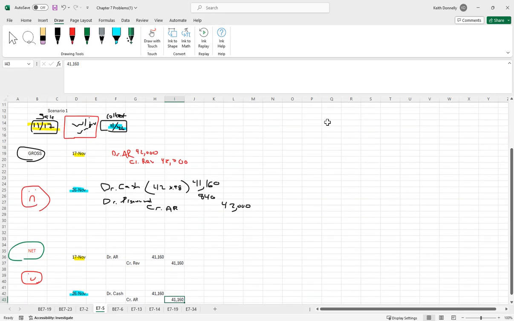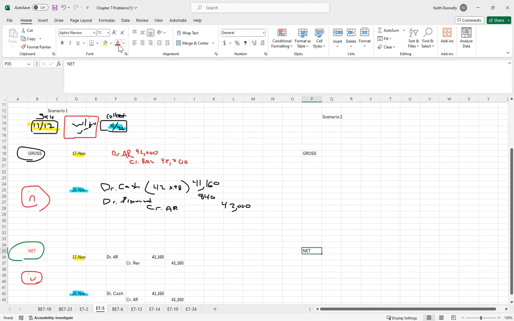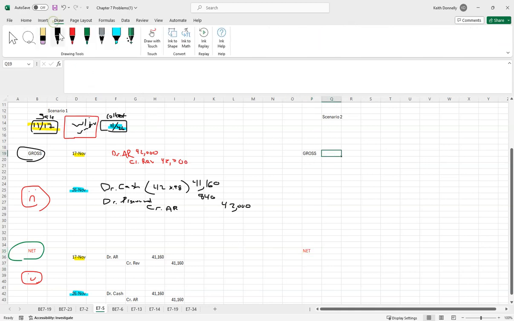Now, let's look at scenario 2. We're going to have the gross method and we're going to have the net method. Okay, so what's the setup here, because it's a different scenario. The sale is still on 11/17. That's great.